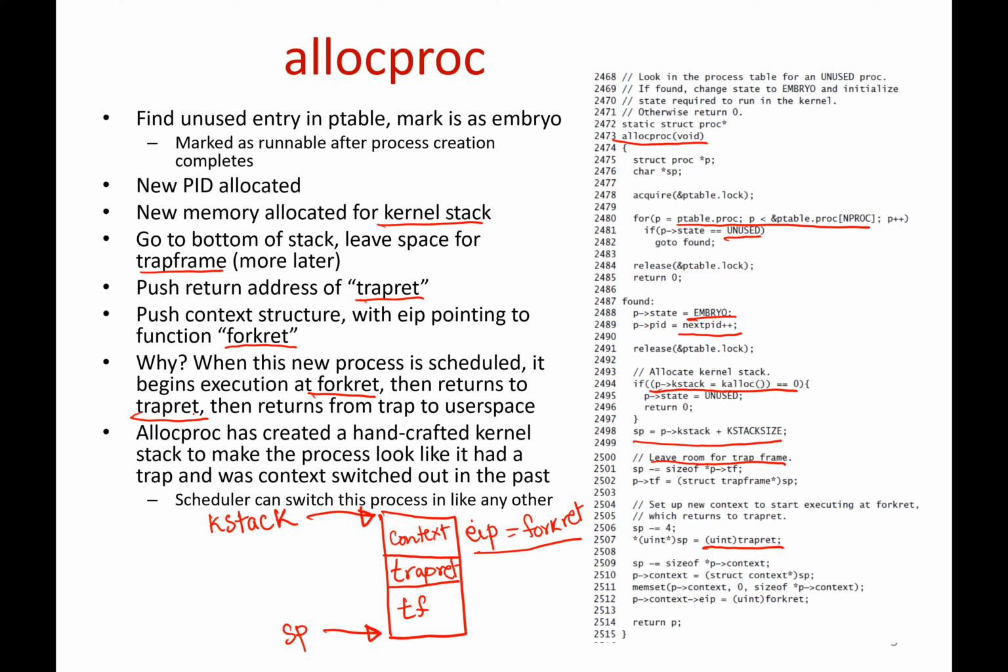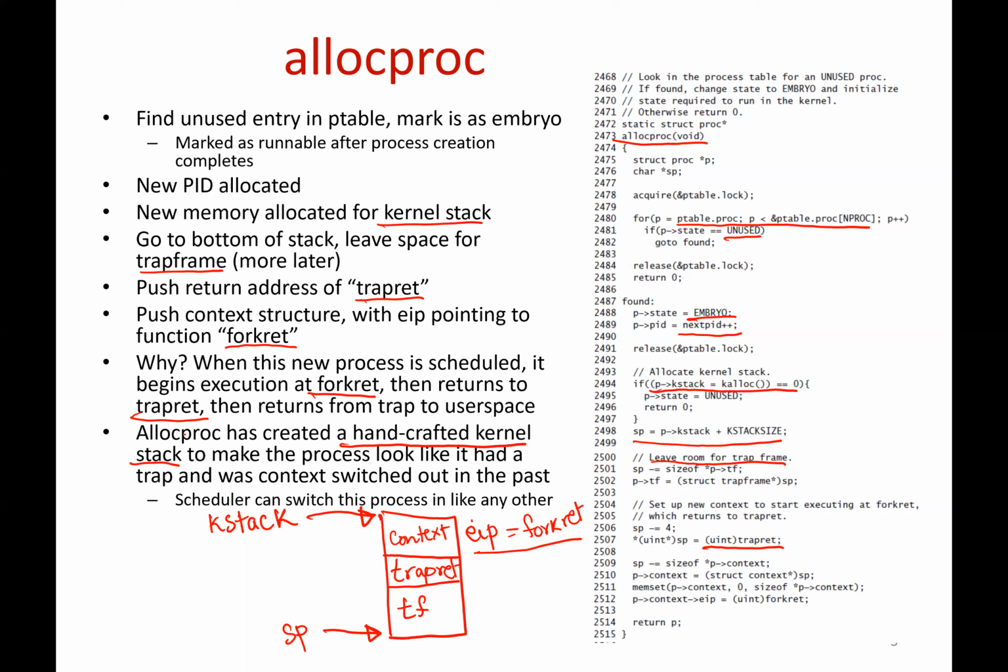So what has allocproc done here? It has created a handcrafted kernel stack. It didn't start a new process with a blank slate. It didn't start it with an empty kernel stack. Instead, it started it off with a kernel stack with all the state in it, so that to the scheduler, this looks like any other process. It has a context structure, it has a trap frame, its kernel stack checks out, it looks good. So the scheduler can directly switch to this process and run it like any other process, right?